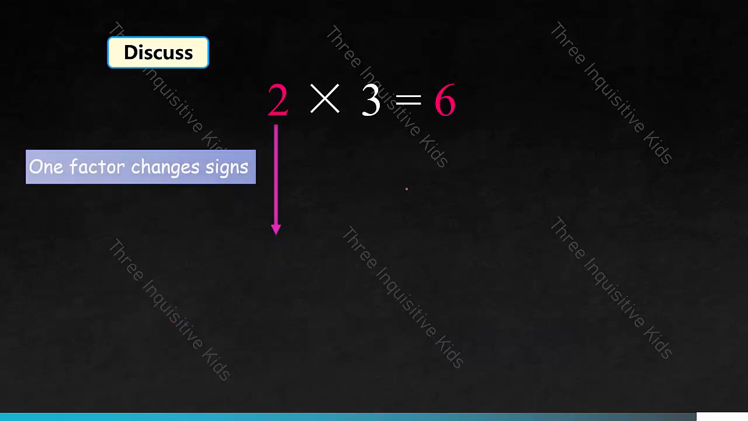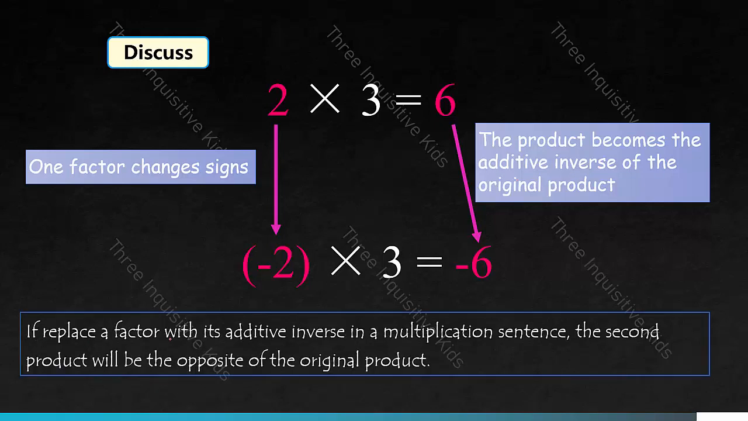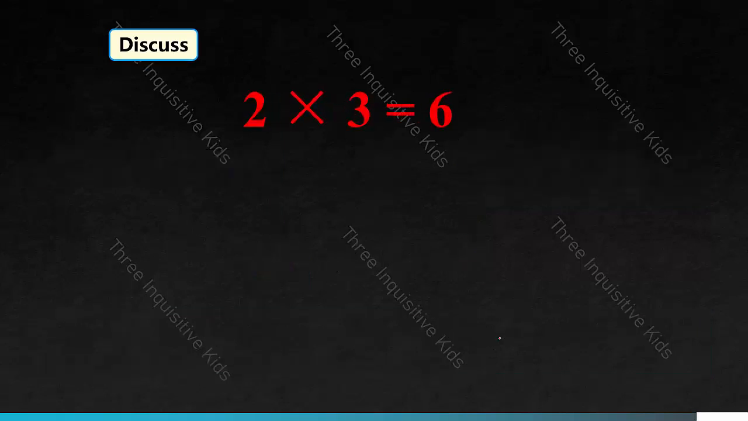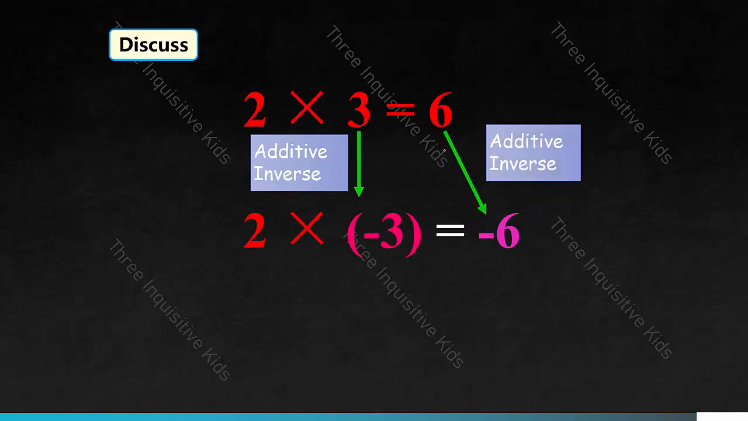One factor changes its sign from positive to negative, and we're left with negative 6 as a product. So the product becomes the additive inverse of the original product. If you replace a factor with its additive inverse in the multiplication sentence, the second product will be the opposite of the original product. Now again, you have 2 times 3 equals 6. Its additive inverse is negative 3, so we get 2 times negative 3, which gives us negative 6. The 6 becomes its additive inverse, which is negative 6.